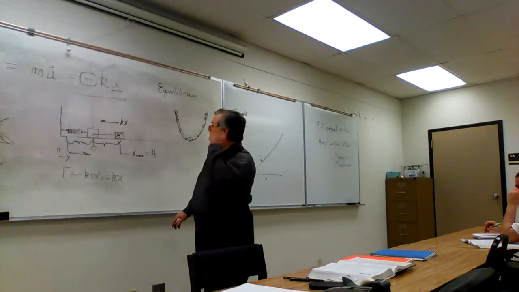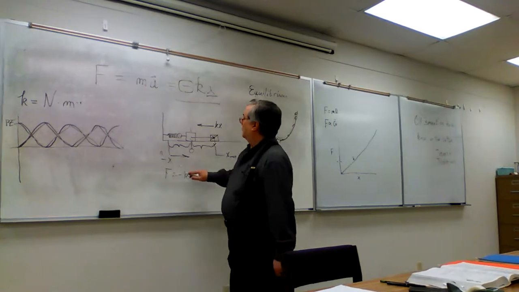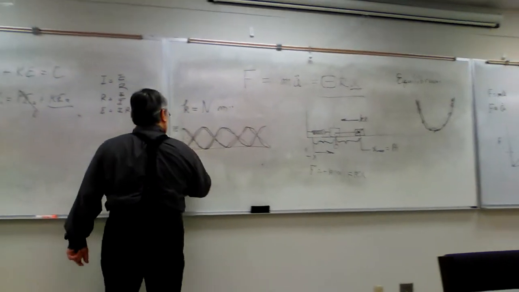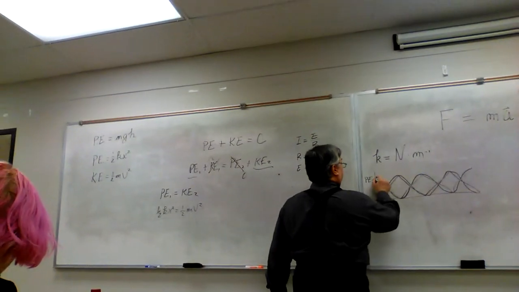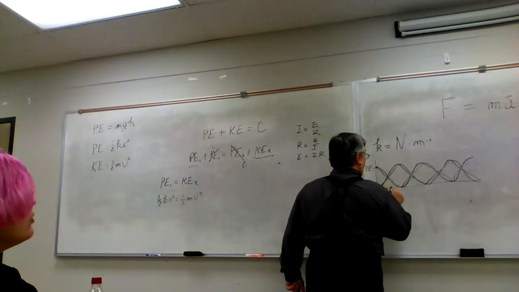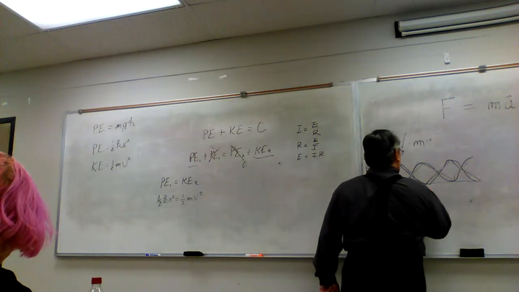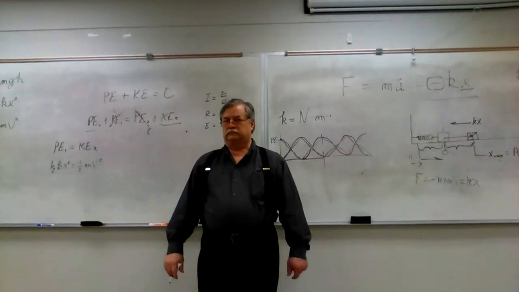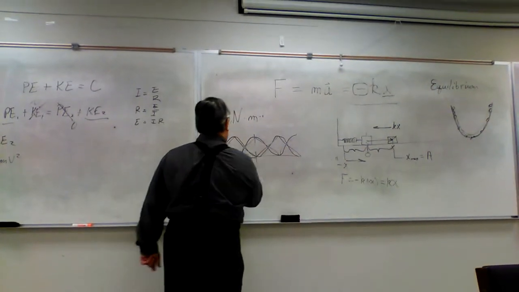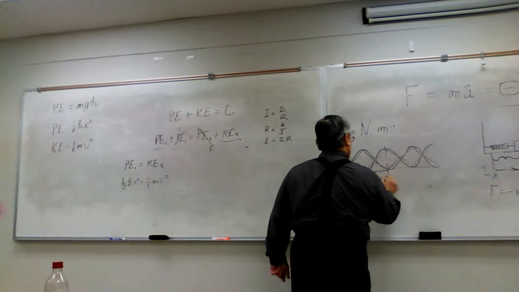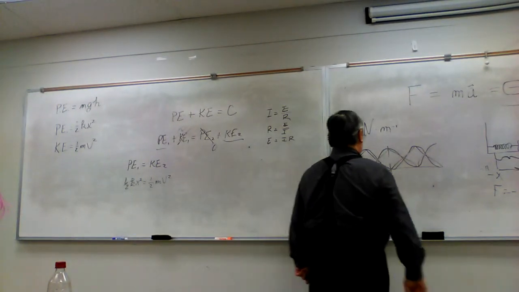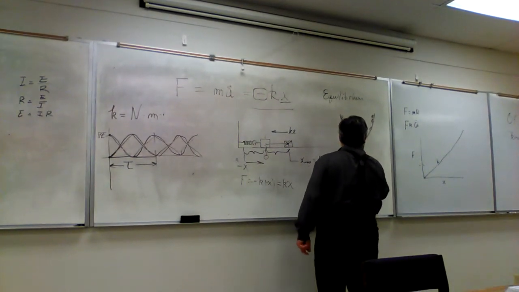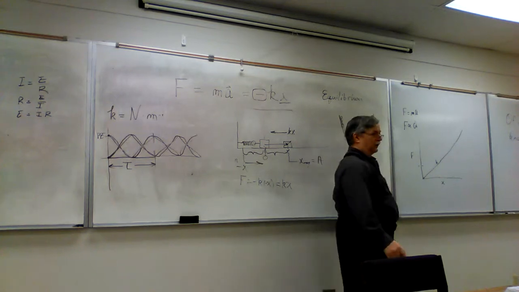Okay. What would you call the time it takes for the mass to go from its maximum amplitude to its minimum amplitude and back to its maximum amplitude? That's your period. And 1 over the period is the frequency of oscillation.